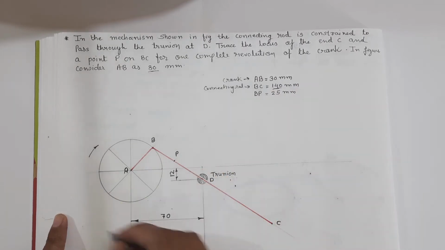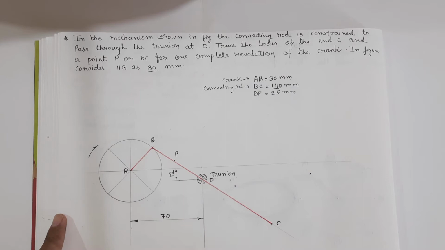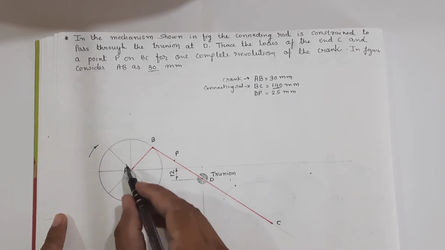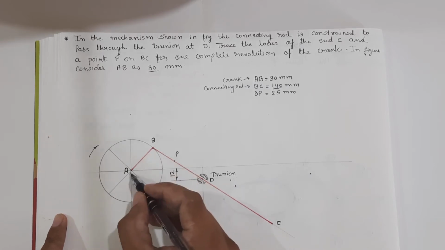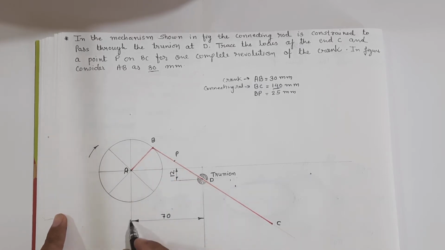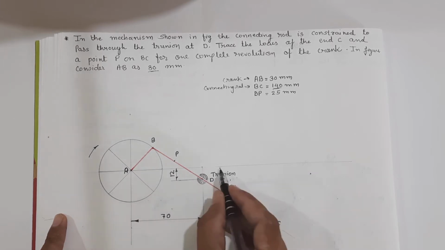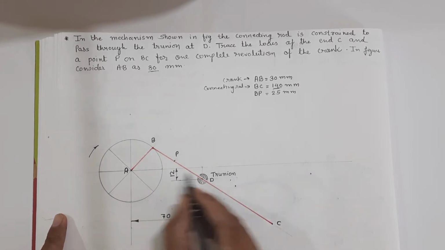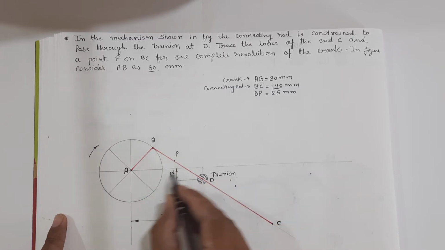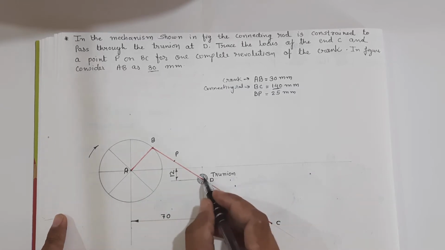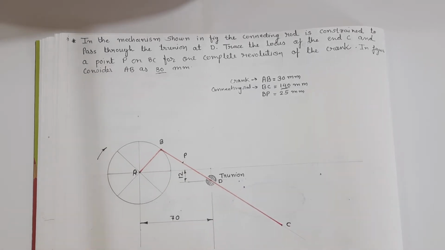So first of all, complete this figure showing the mechanism, or copy this figure showing the mechanism. The trunnion is set over here 70 mm from the center of the rotation of the crank and 12 mm from the axis of the center of rotation of the crank, 12 mm offset from the axis of the rotation of the crank. So this is trunnion, and let us understand what is trunnion.